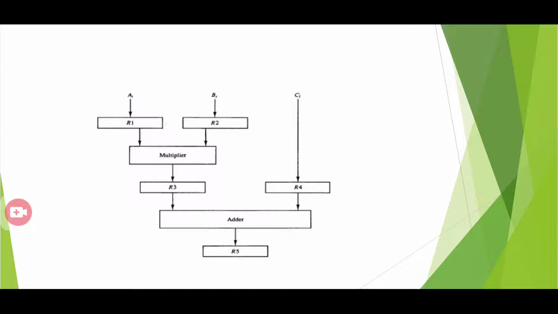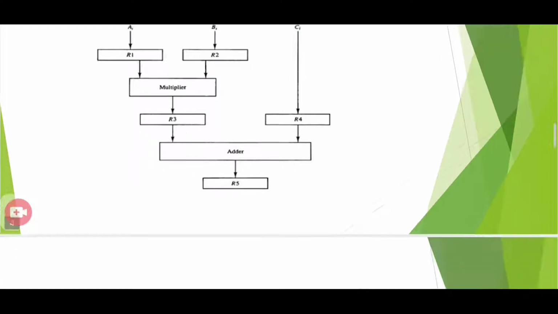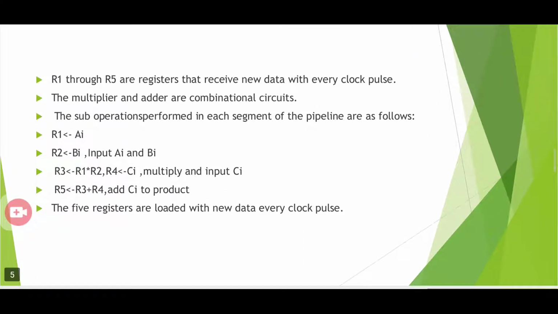After that the output of the multiplier is fed into R3. At the same time the C content should be transferred to R4. That is the second segment. Then addition is performed, and the result will be stored into another register, that is R5. So R1 through R5 are the registers used for executing this instruction, and the multiplier and adder are the combinational circuits used here.